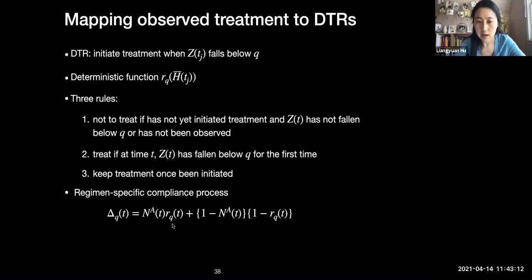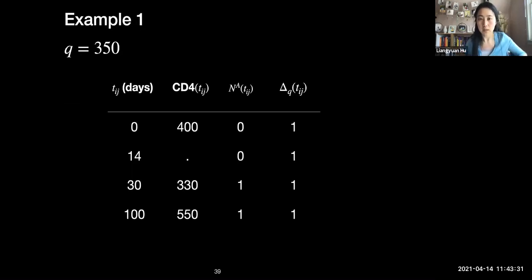Following these rules, we can create for each individual a regimen-specific compliance process. Essentially, if the rule says treat by time T and the person was treated by time T, of course this person was compliant with DTR Q. Similarly, if the rule says not to treat and the person was not treated, then the person was also compliant. So, here are two very simple examples to illustrate how we would create the mapping.